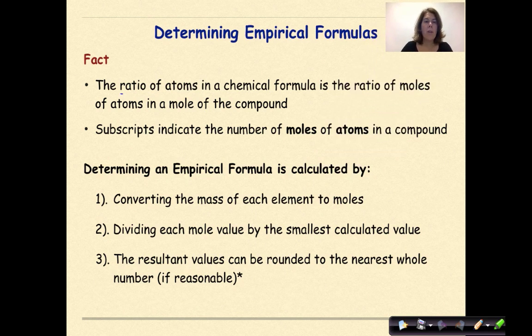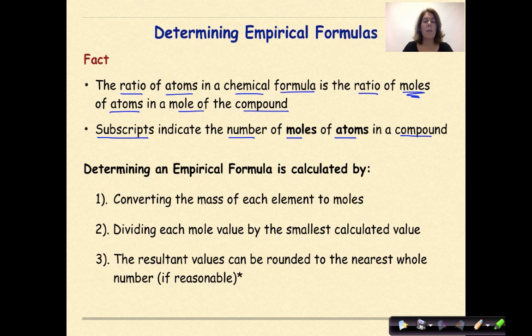Determining empirical formulas. Fact: the ratio of the atoms in a chemical formula is the ratio of moles of atoms in a mole of the compound. In other words, those subscripts, whether they are obvious, like a 2 or a 3, or assumed, like a 1, indicate the number of moles of atoms in a compound. And you will see questions like this, and it will say, here's a compound, tell me how many moles of a specific element are within that compound. We'll look at some examples of those later.